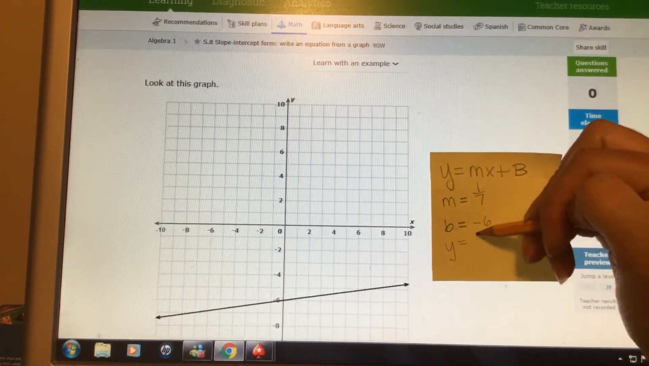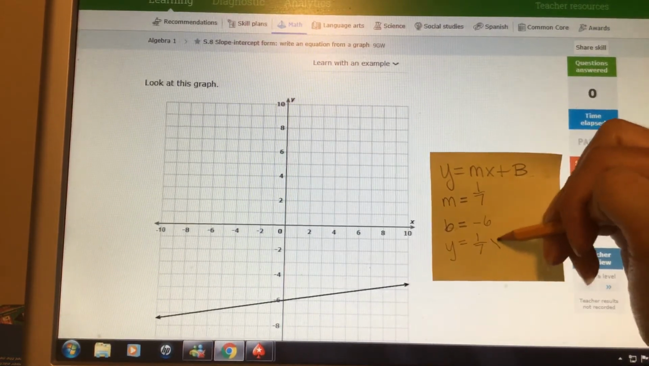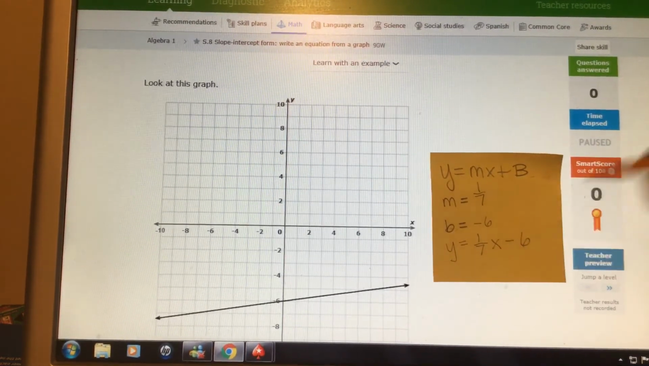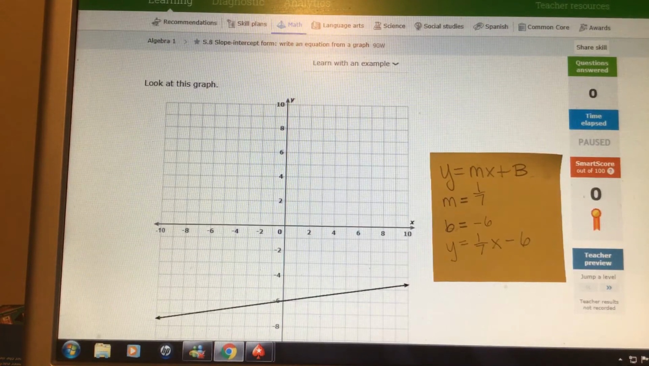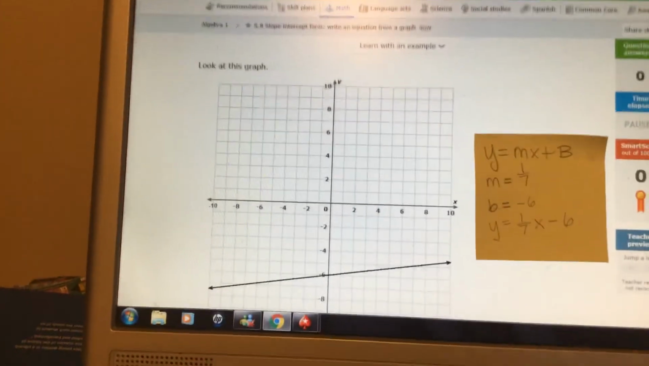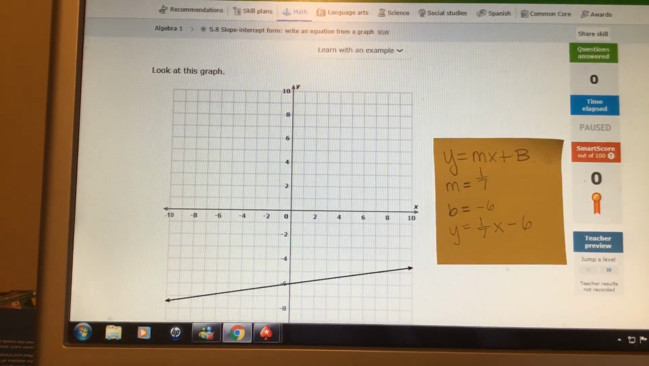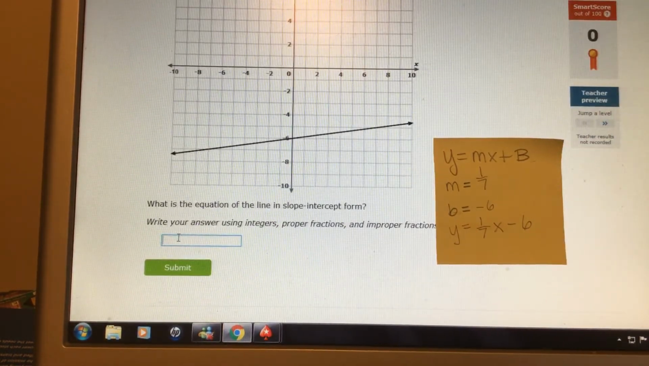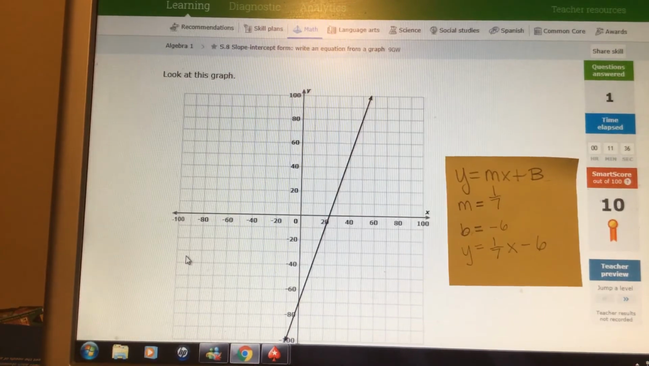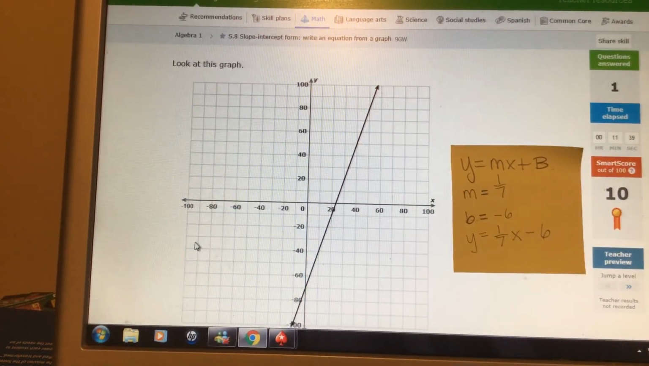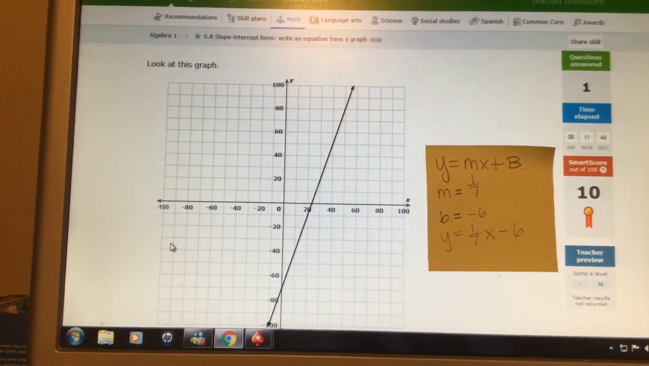Now I write my equation. Y equals 1/7x minus 6. So then I'm going to go ahead and plug that in on my computer. And I get y equals 1/7x minus 6. Hit enter. Yay, I did it. Okay, everything is this exact same format. Okay, let's try another one.